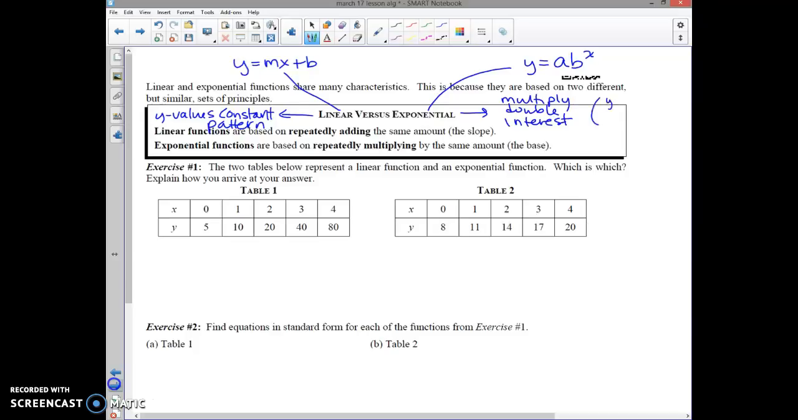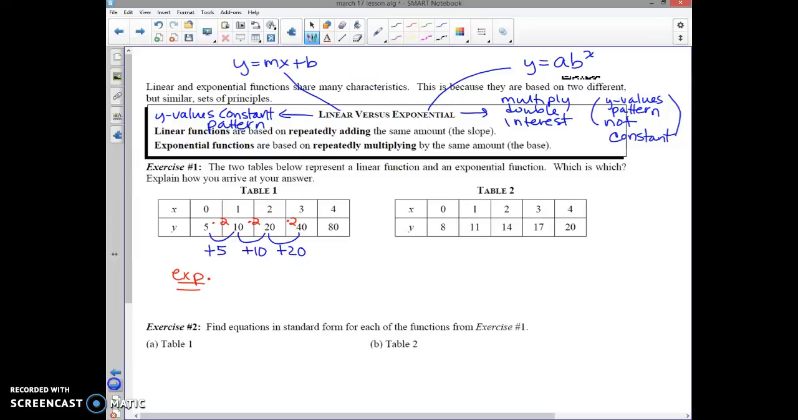And again, the y values don't have a constant. The y values pattern is not constant. It's not a constant number. So again, pause if you need to. In taking a look at this, if you look at your y values, it's plus 5, then it's plus 10, then it's plus 20. The constant is not the same. Really what's happening here is we're multiplying by 2 every time. So this is going to be an exponential function.